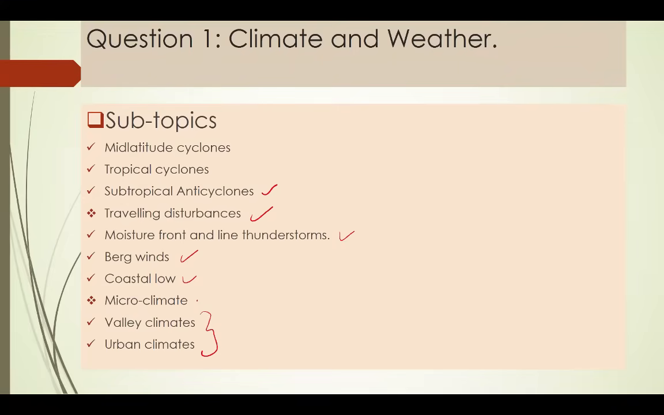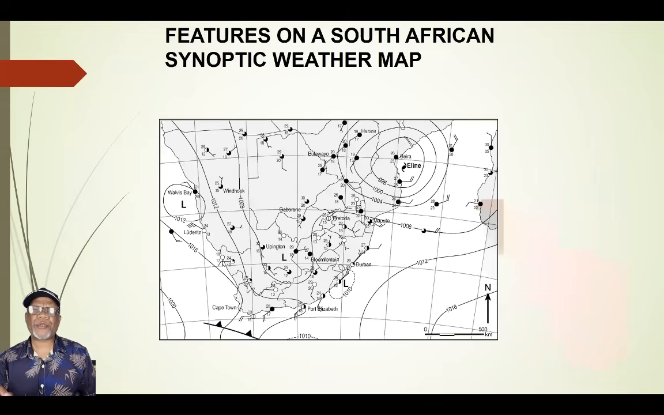But before we go to that, let's look at the synoptic weather map. Most of the climate questions will have something to do with a synoptic weather map. This is a normal synoptic weather map that you can expect, and then you should be able to identify what is the season represented on this synoptic weather map. Now let's look at what information you can use to deduce whether it is a summer or winter synoptic weather map. Number one, you have to identify the features on the map.